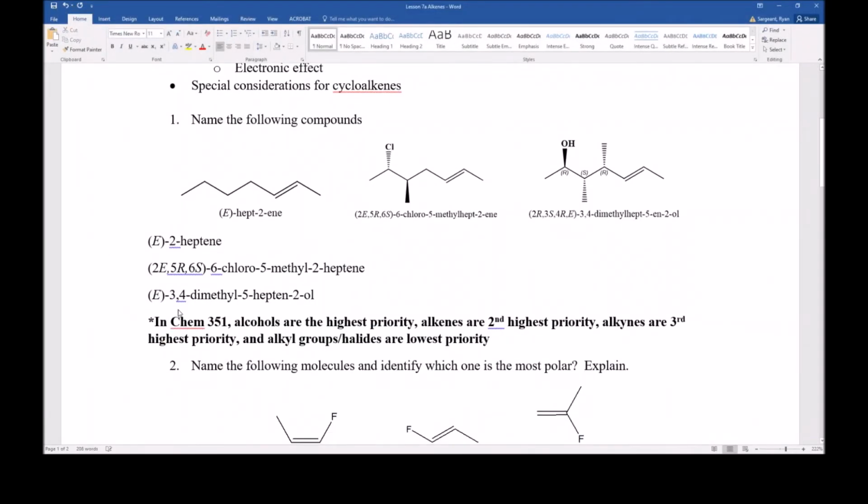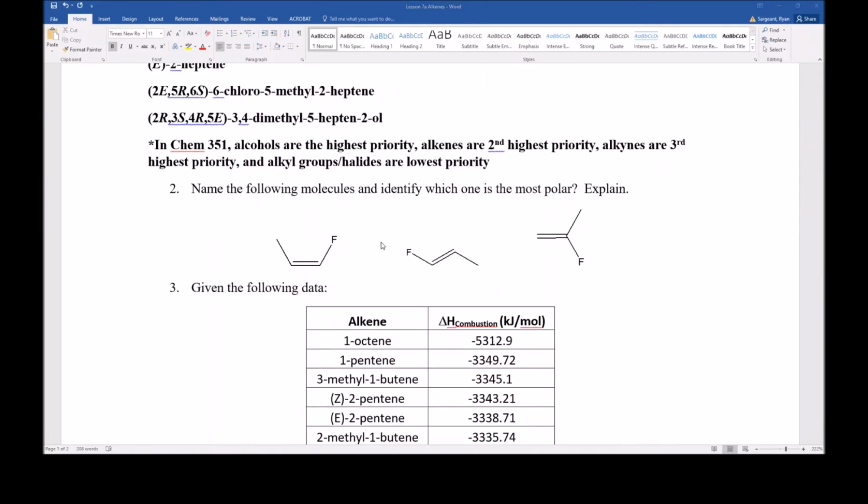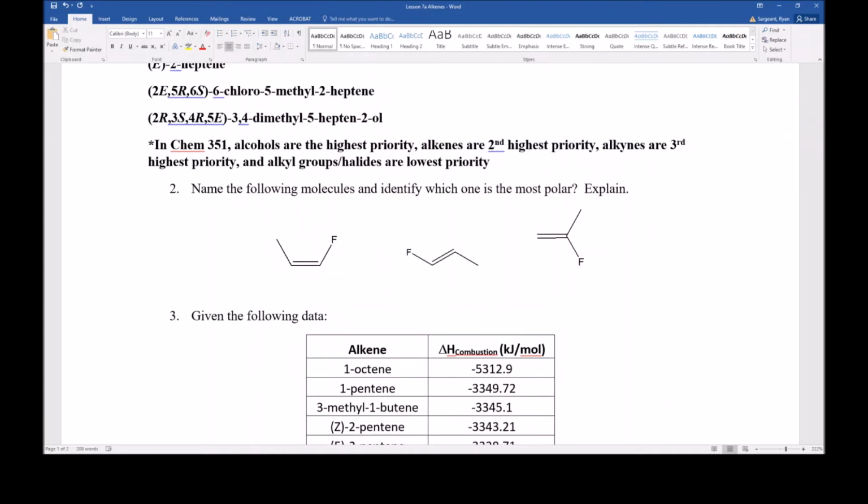Okay, so we're going to add in the name. So this is 2R, 3S, 4R, 5E. And I need to italicize all of the letters, because if not, it's going to bug me. I'll do that while you're not looking. Okay, so that was kind of a tour of nomenclature for these compounds. Let's continue that tour. The next question asks us to name the compounds, and then we're going to talk about which one is most polar.